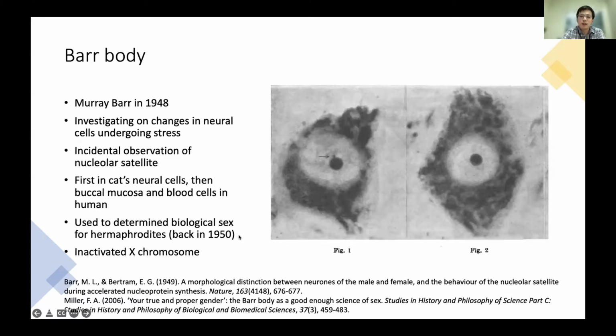But bear in mind, chromosomal analysis was not available, so this was the only resource they have. And the Barr body is later on confirmed. It actually contains one inactivated X chromosome in the female. So if you are interested, you can look up for this journal. The Barr publication is actually published in 1949 in Nature's journal. And it's also very interesting if you want to look at the second journal for the story and history of this Barr body.